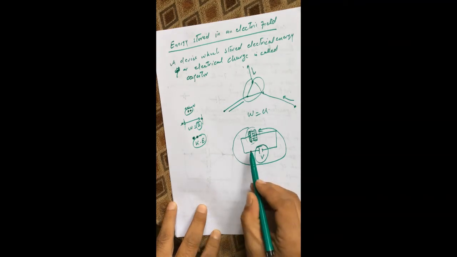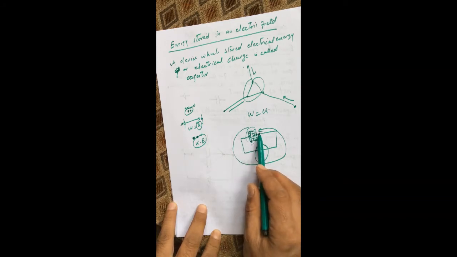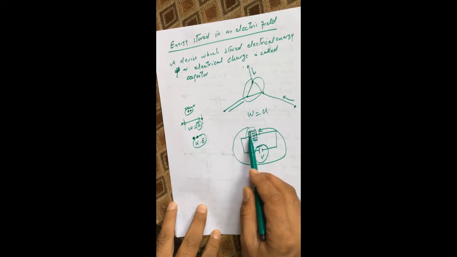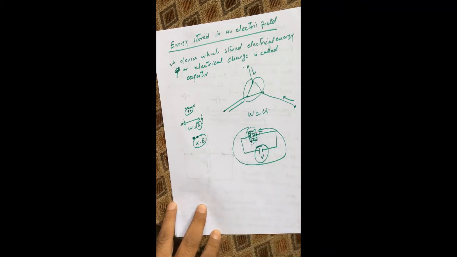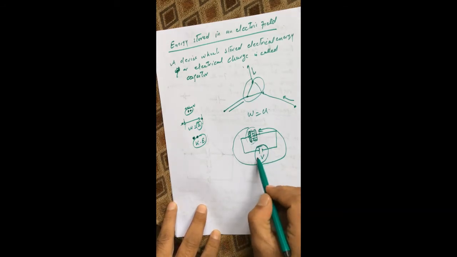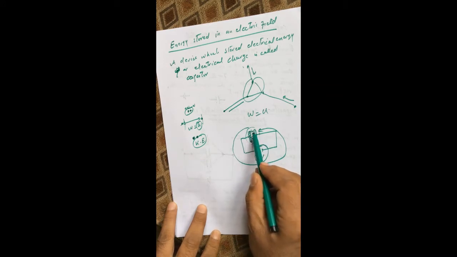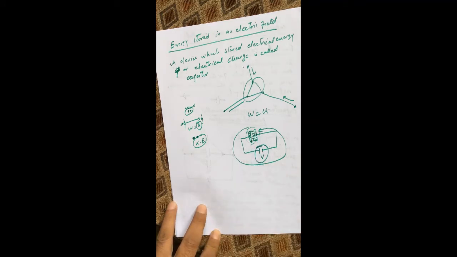We can say that for charging a capacitor, work must be done. Due to this work, electrons transfer from one plate to another plate, like from this plate to this plate. In this way, an electric field is set up between these two plates of the capacitor, and the work done by this battery by consuming chemical energy is stored in the form of potential energy in the space between the plates of the capacitor. So this is the concept behind energy stored in an electric field.